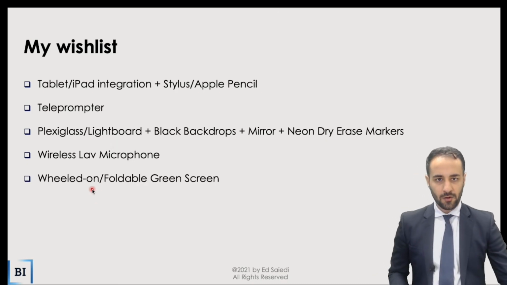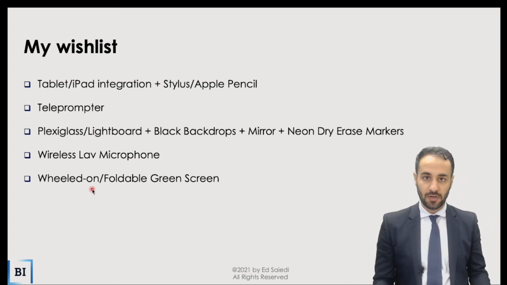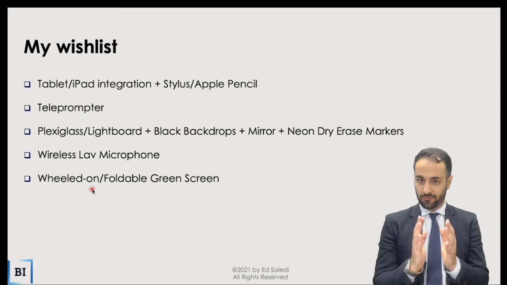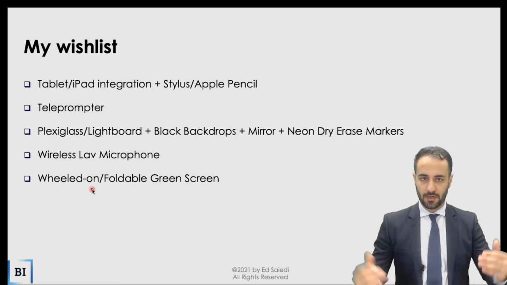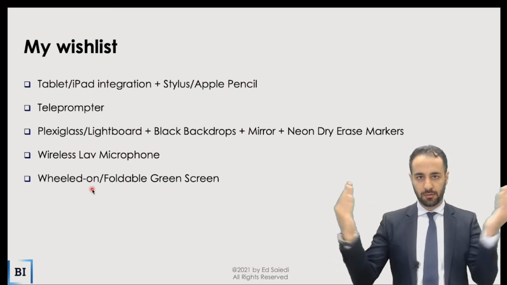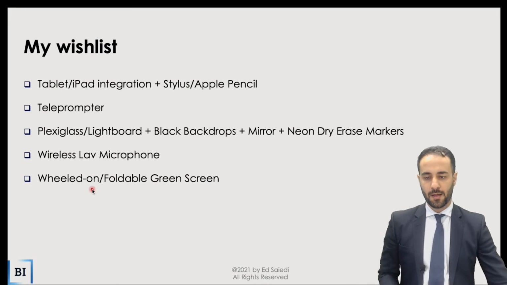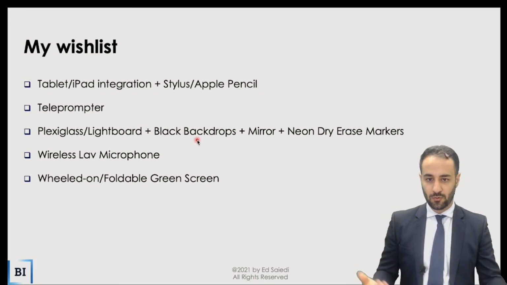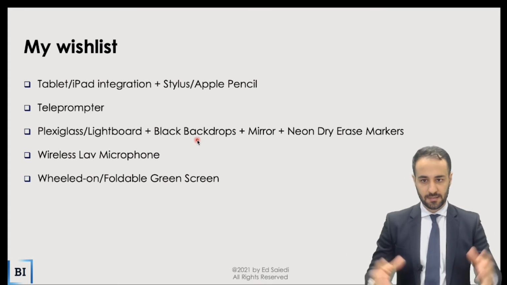Also, while my green screen is attached, of course I would prefer a wheeled-on green screen, preferably one that would fold. Now, the best green screens are, in my opinion, those that are green on one side and black on the back side, so that you can implement that plexiglass lightboard solution with a black backdrop as well. And that's going to make this a lot better.